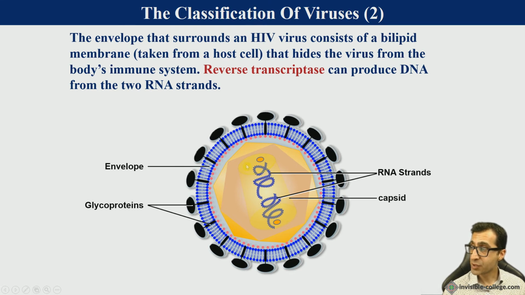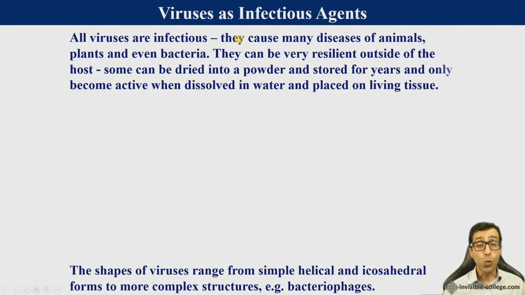And around the virus you can see the protein coat, or the capsid, and within there you can also find molecules of the enzyme reverse transcriptase. Now, all viruses by definition are infectious. They can cause many diseases of animals, plants, and even bacteria.